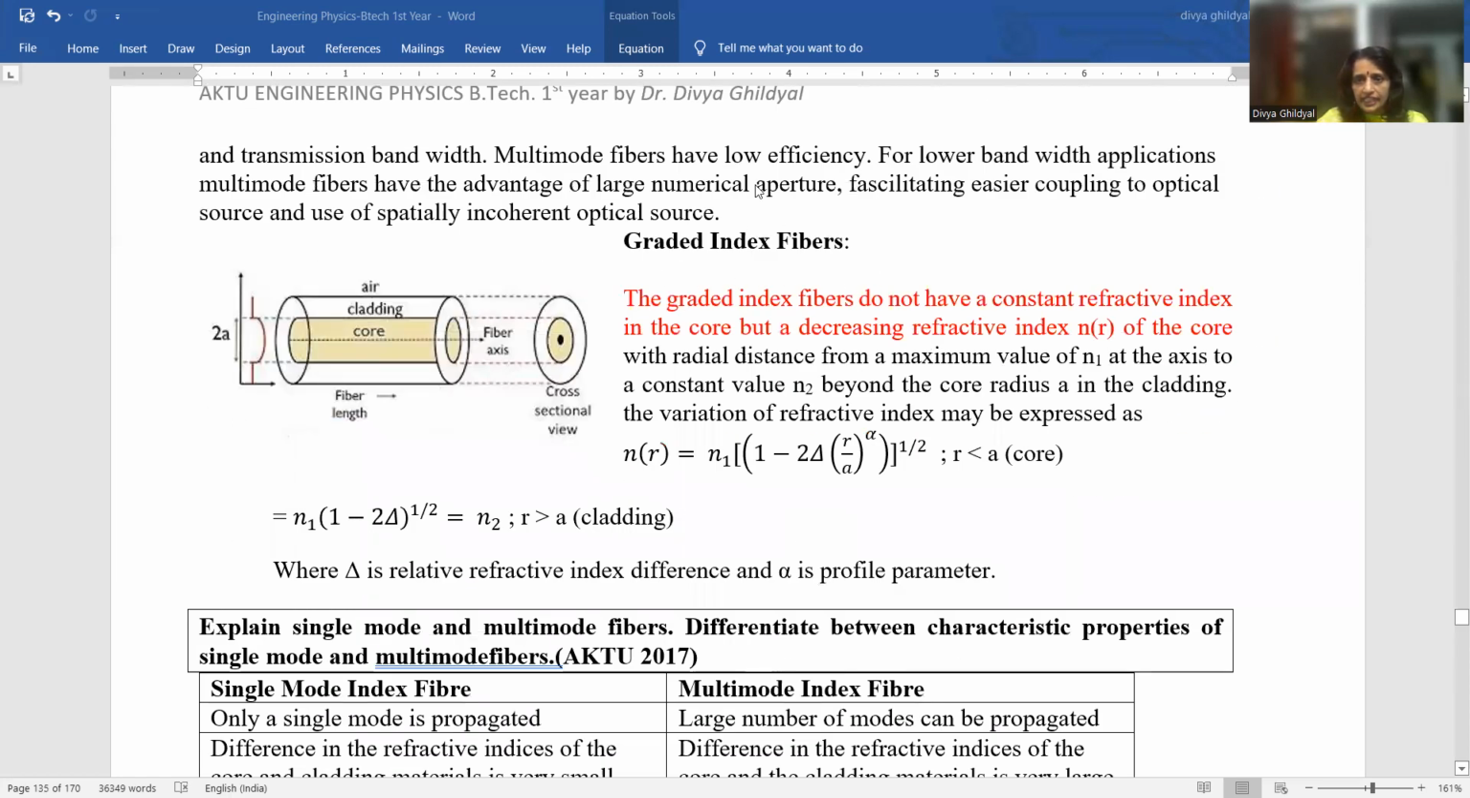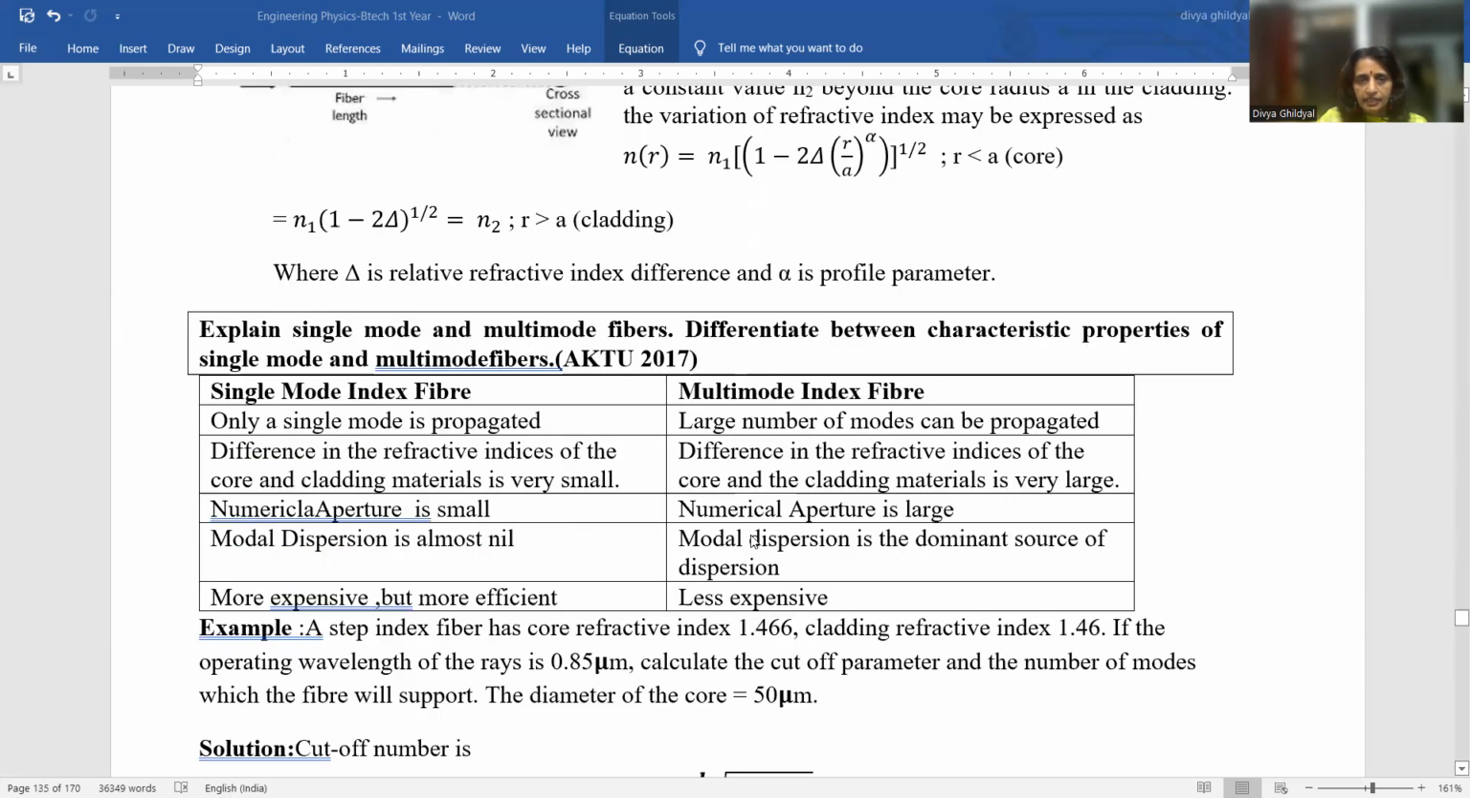And the graded index fibers do not have a constant refractive index in the core, but their refractive index decreases with radial distance from a maximum value of n1 at the axis to the constant value n2, and n(r) will be given by n1 into the square root of 1 minus 2 del (r divided by a) to the power of alpha. Now, explain single mode and multi-mode, differentiate the characteristic properties of single and multi-mode.